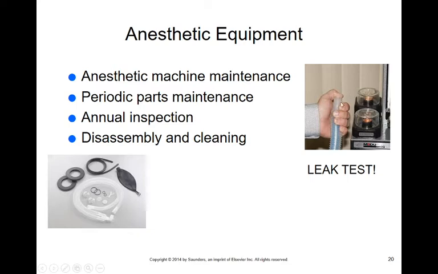Here's the leak test. See, this is somebody with a big thumb. My thumb's not that big. Sometimes I have to use the ball of my hand in order to stop that tube up so we get a closed system. So we need to make sure that we do that leak test all the time.